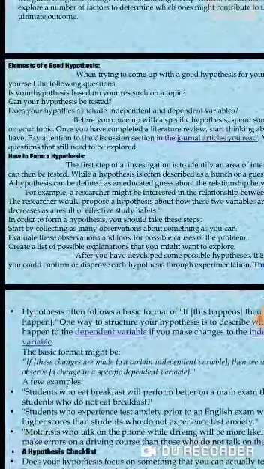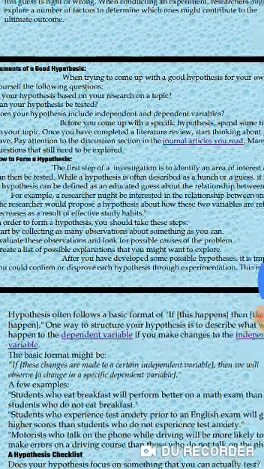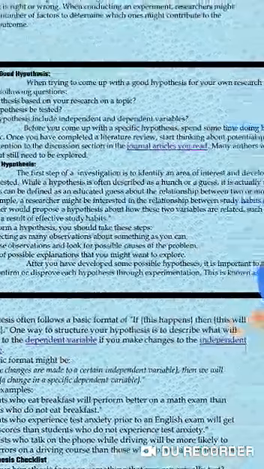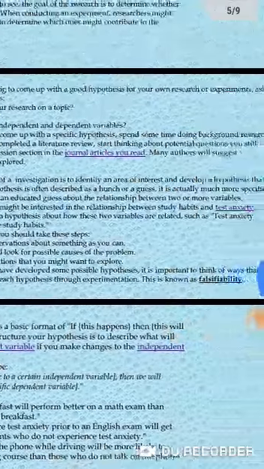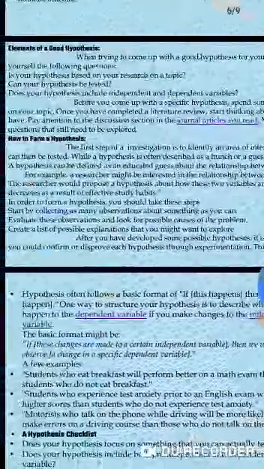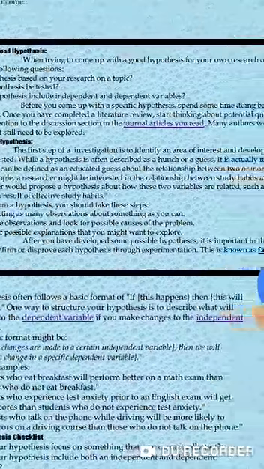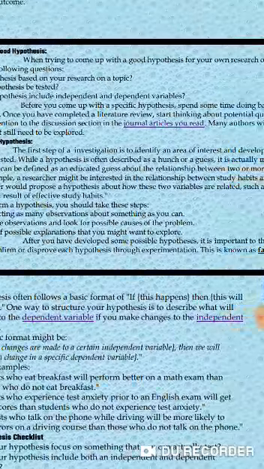In order to form a hypothesis, you should take these steps. First, you should collect as many observations about something as you can. Then evaluate these observations and look for possible causes of the problem. Then create a list of possible explanations that you might want to explore. After you have developed some possible hypotheses, it is important to think of the ways that you could confirm or disprove each hypothesis through experimentation.